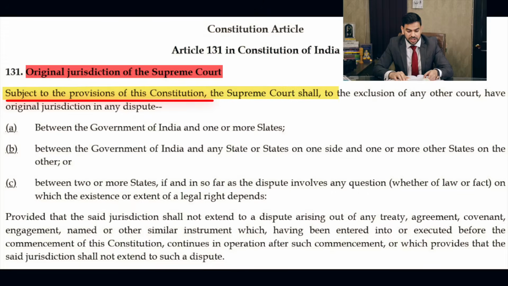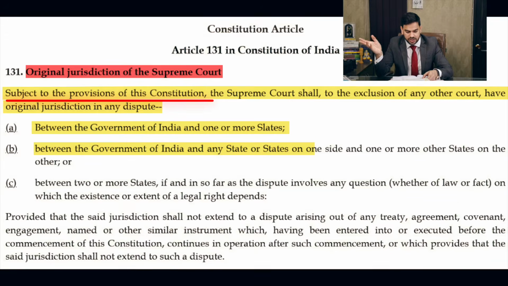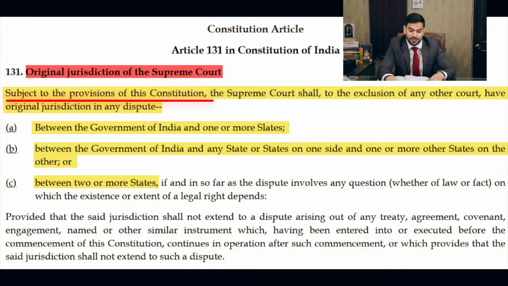The Supreme Court shall, to the exclusion of any other court, have original jurisdiction in any dispute between the Government of India and one or more states, or between the Government of India and any state or states on one side and one or more other states on the other, or between two or more states. But the first line says subject to the provisions of this Constitution. So what may be an example of this subject to the provisions of this Constitution?